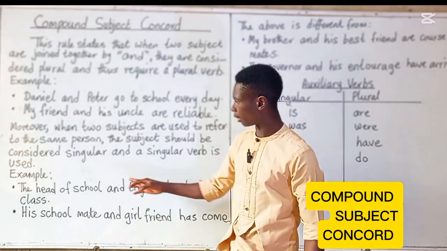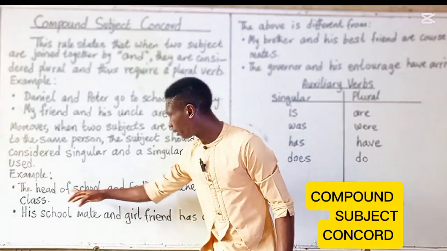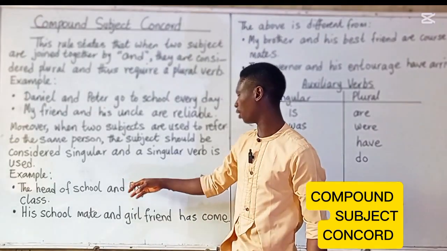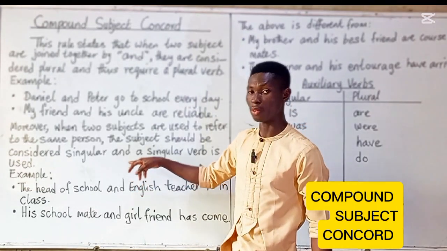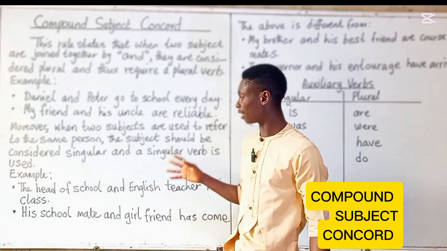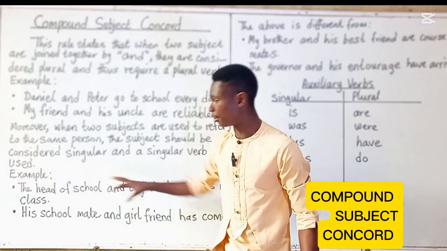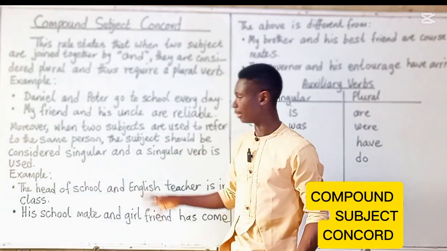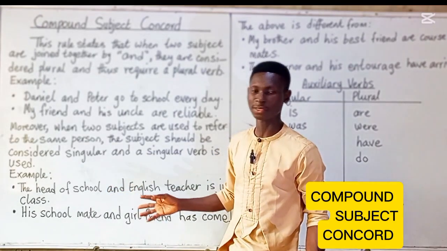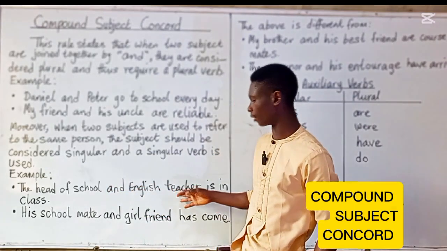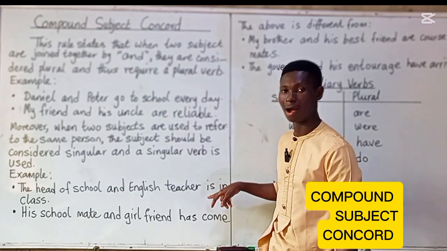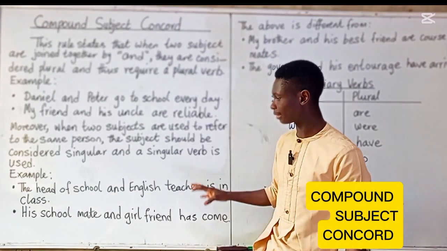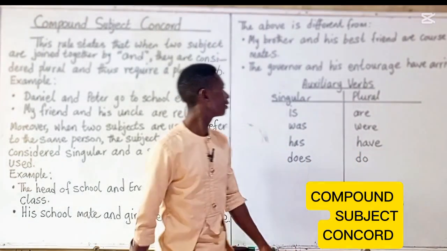Let's consider this one. If we have something like the head of school and the English teacher, because of that article, the, it means that they are different entities. The head of school is a different person from the English teacher. So the verb we are going to have in such sentence will be are and not is. So please take note of this.